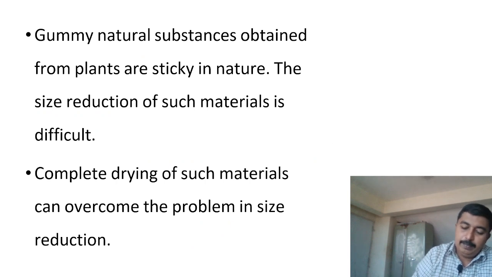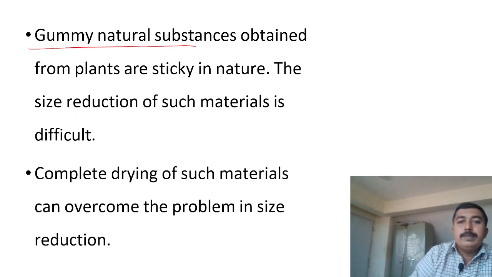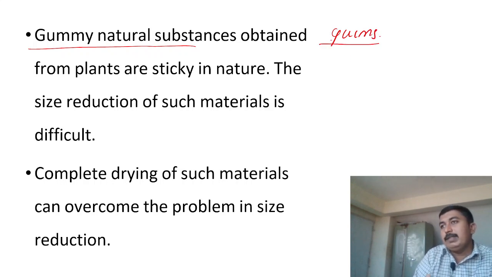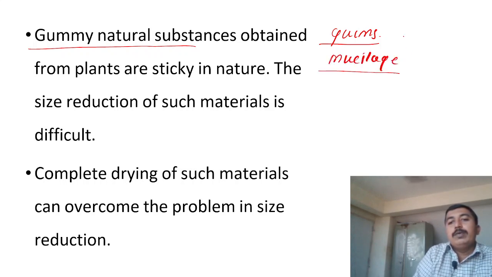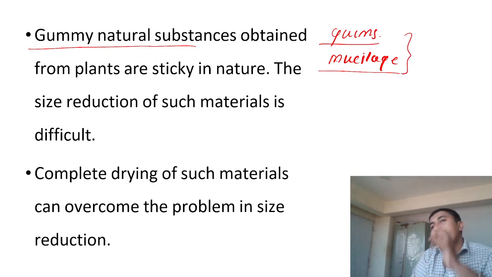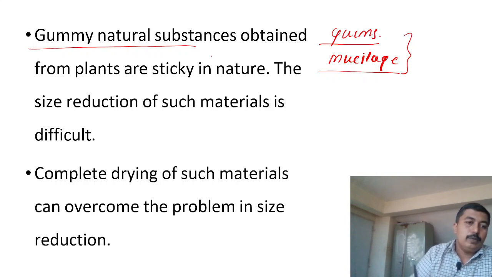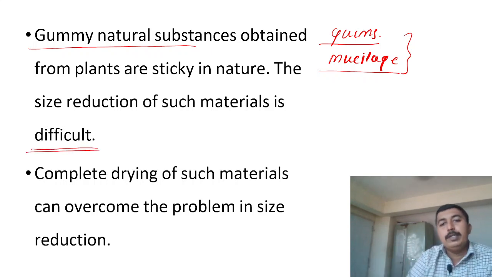Which are common examples of sticky material? Gummy natural substances like different gums, which are utilized in pharmaceutical formulations as emulsifying agents, thickeners and stabilizers. Then different mucilages, which are obtained from different seeds. Both contain polysaccharides, and both are sticky in nature. Such sticky material creates a problem in size reduction, so size reduction of such material is difficult, because these materials stick to the inner walls.